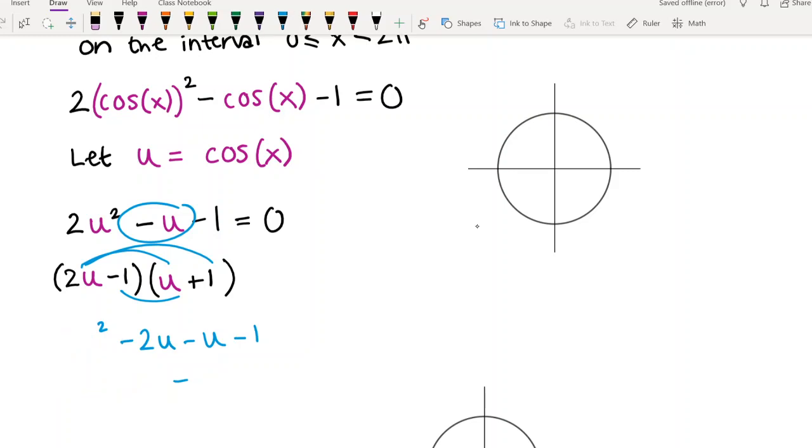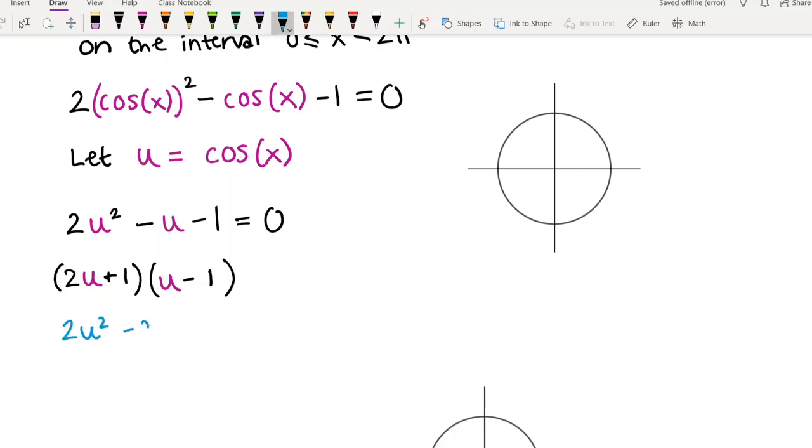That means that we're going to go back and try it the other way. So instead of minus and plus this way, let's switch it. So we'll have a plus here and a minus here. And if you multiply this one together, it will work, because you would get 2u squared minus 2u plus u minus 1. And so that would give you 2u squared minus u minus 1. And that matches with what we had. So now we have the correct factorization.